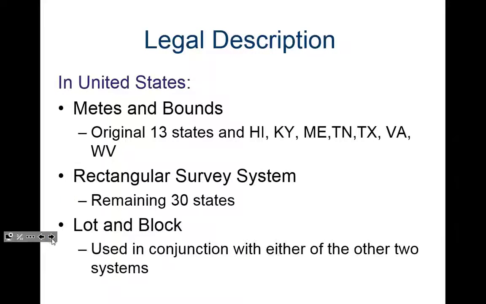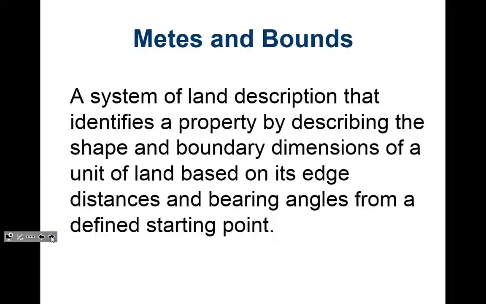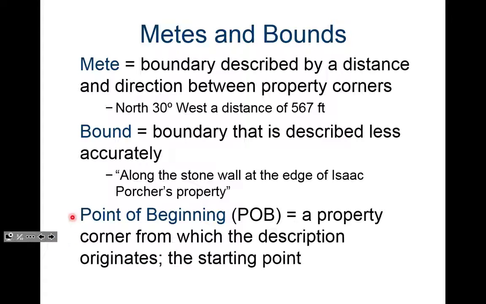So these are the three that we're going to talk about today: metes and bounds, the rectangular survey system, and what's called a lot and block. Metes and bounds is the old system used with the original 13 states, rectangular survey with the remaining states, and lot and block used in conjunction with the two. Metes and bounds is interesting. It's interesting to understand how people could possibly have understood with any kind of accuracy where land boundaries are. So let's get into it.